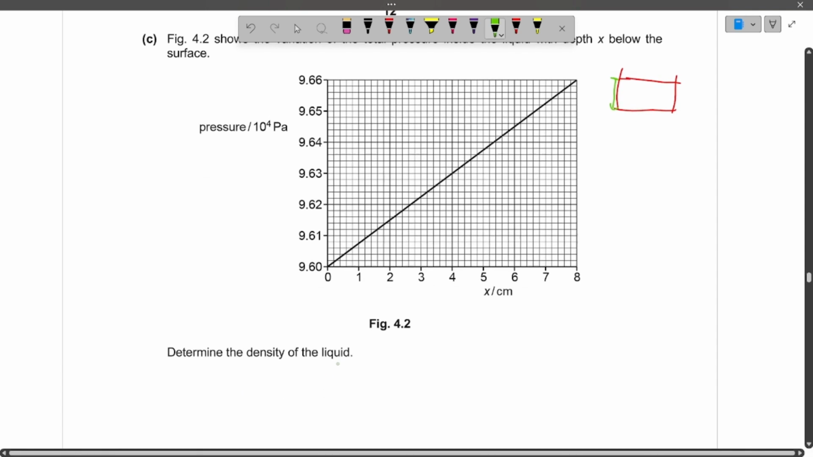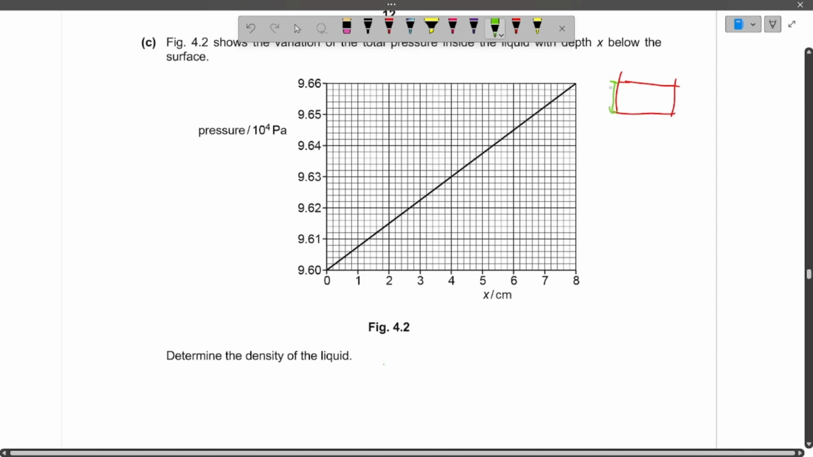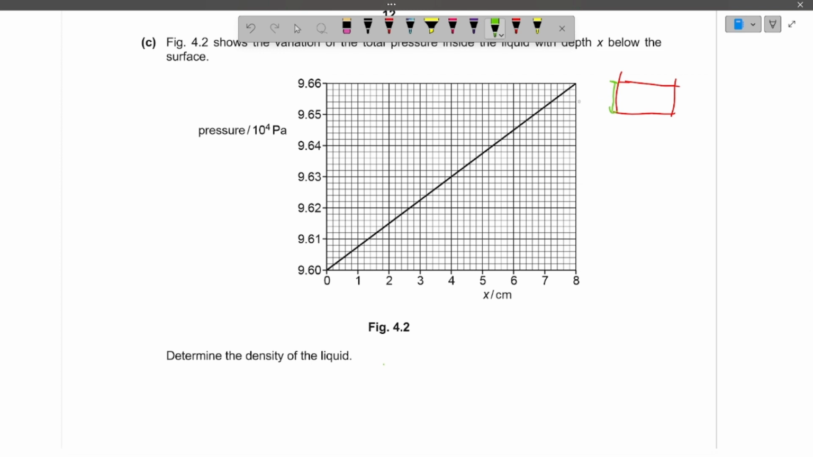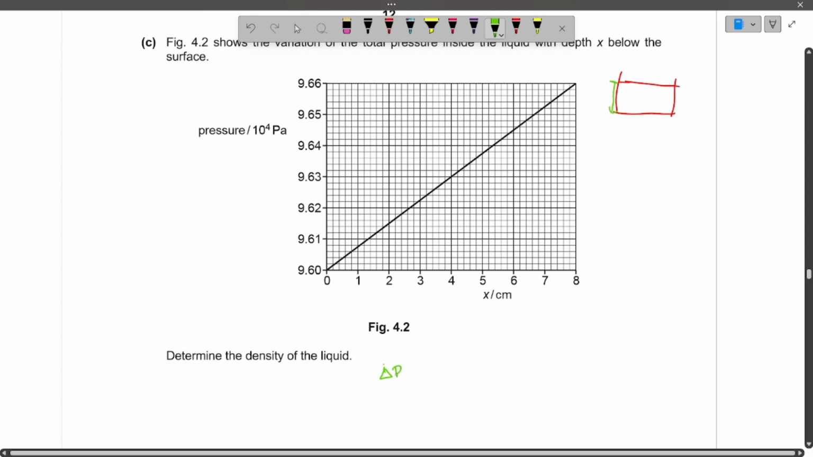So you need to determine the density of the liquid. As the depth increases, the pressure also increases, right? So how to find out the density? You may use the formula, that is, the change in the pressure is equal to rho g times the change in the height. Okay, so what you need to find out, you may consider the whole change. So what is the change in pressure? The change in pressure as you go deeper is 9.66 minus 9.60. But please don't forget there is a term on this x-axis given. It's multiplied by 10 to the power 4 Pascal.